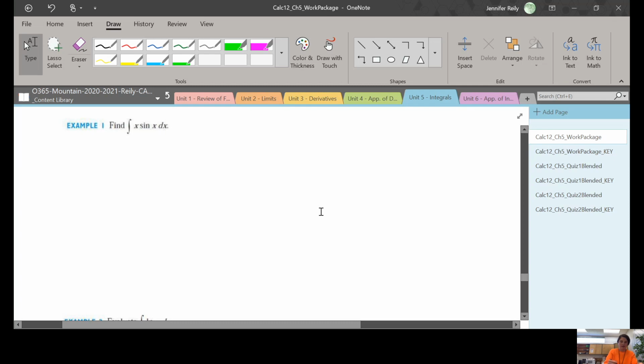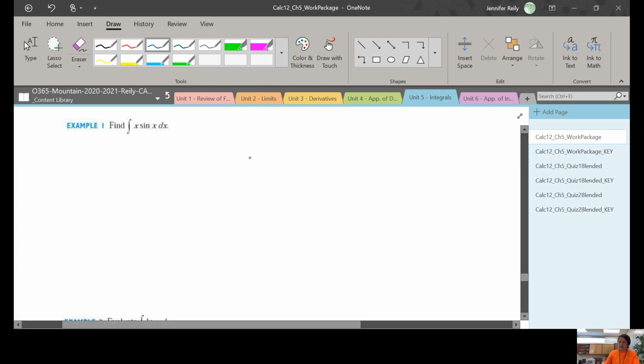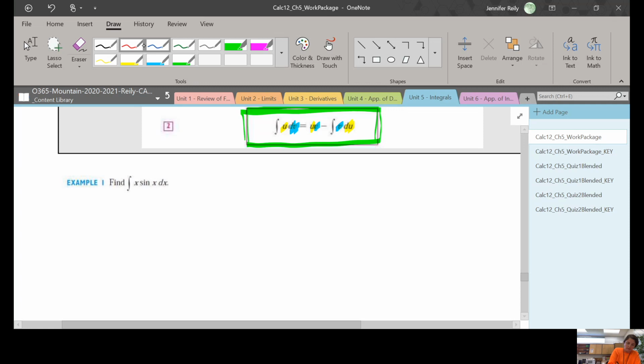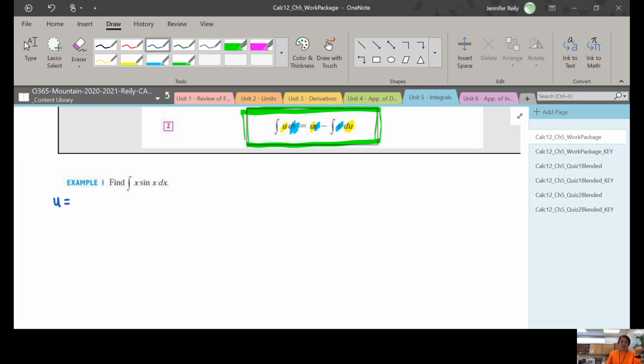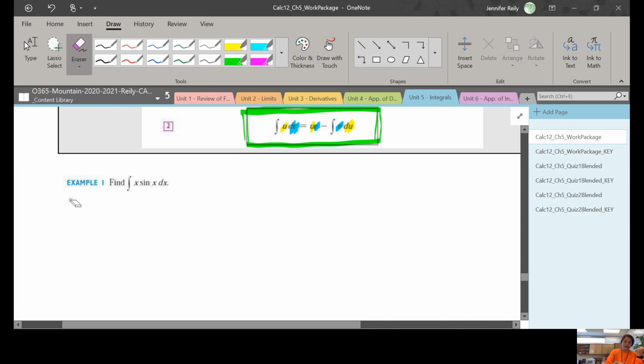Okay, so we're going to have to pick here what our u is and what our dv is. So notice in the formula, we've got u in yellow and then dv in blue. So I'll just keep that so you can see it. So our u is going to be, you want to make the u something that gets simpler as you take its derivative. So if we make u equal to x, the derivative of that is 1. So that's a good thing. We want to make the u a term that gets simpler as we take its derivative. So we're going to make u equal to x.